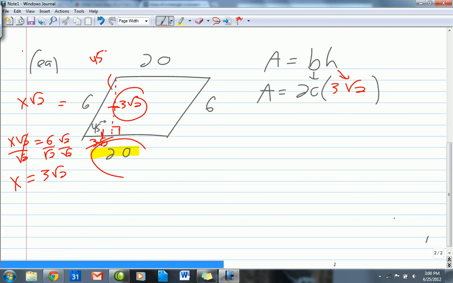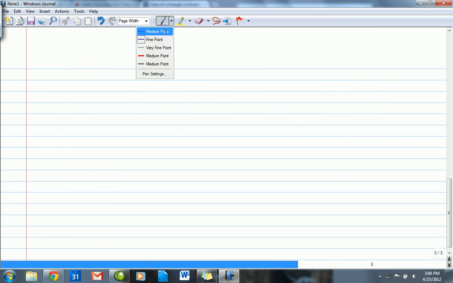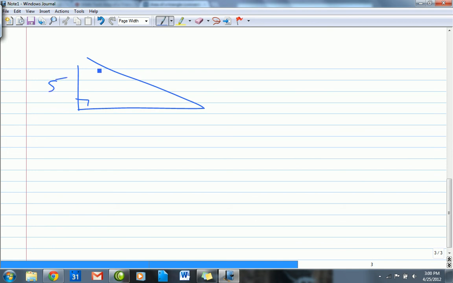So now I can multiply base times height to give me my area. So it's 60 root 2, and that's going to be in square units. All right, how about this problem? What if we had this particular triangle, and let's make it a right triangle. The question is, what's the area of this guy?